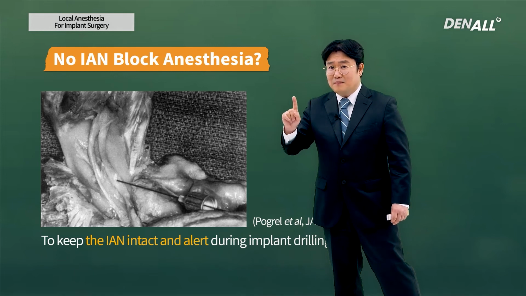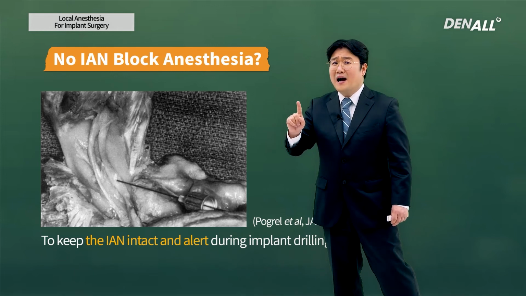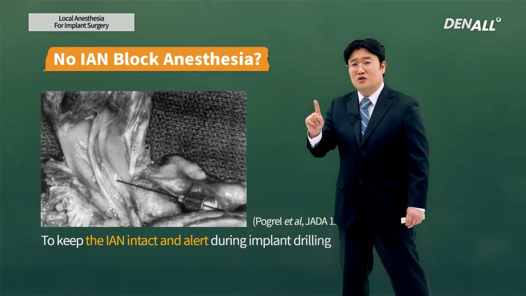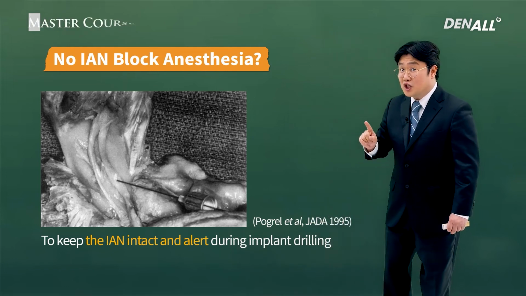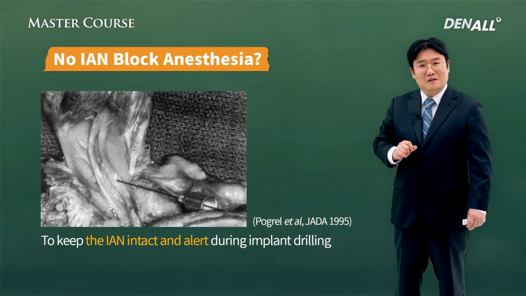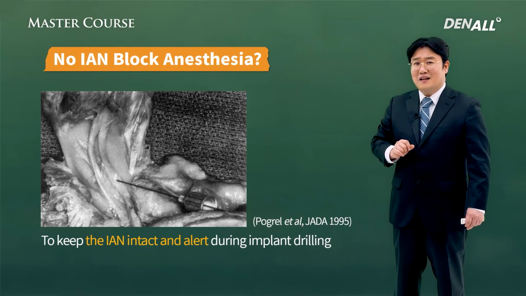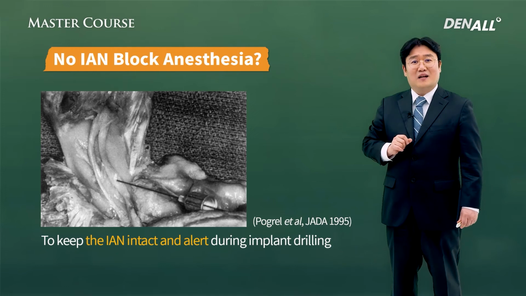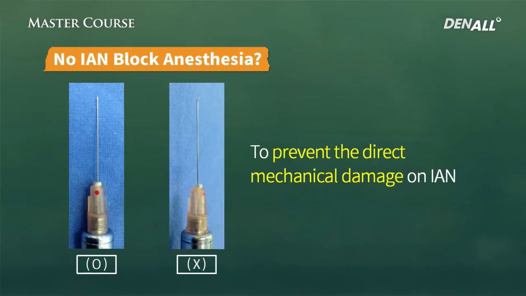The second reason: when we do implant placement in the mandible, why do we not block the inferior alveolar nerve? Because we want to keep the inferior alveolar nerve active. According to many research studies, during injection, even though the needle directly touches the inferior alveolar nerve, not much damage is really made to the nerve.